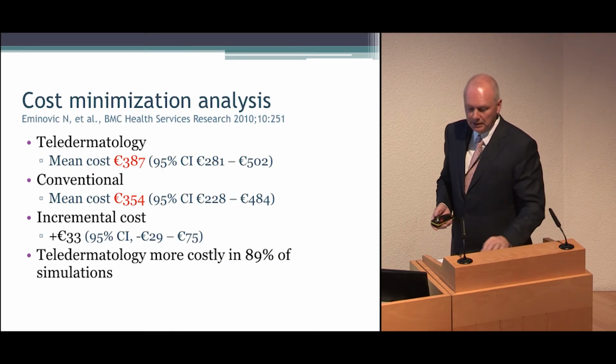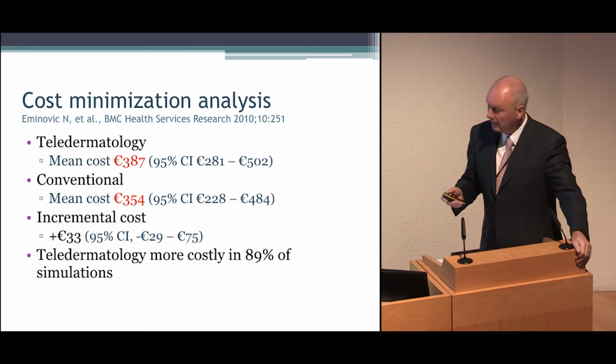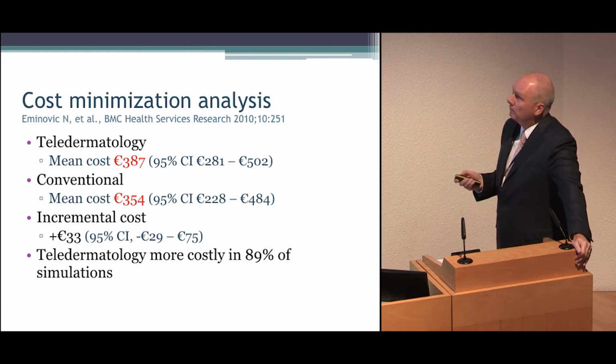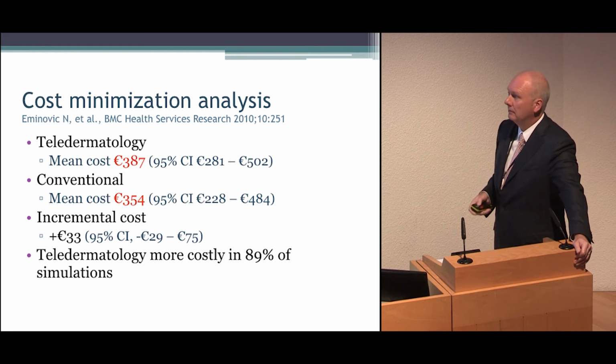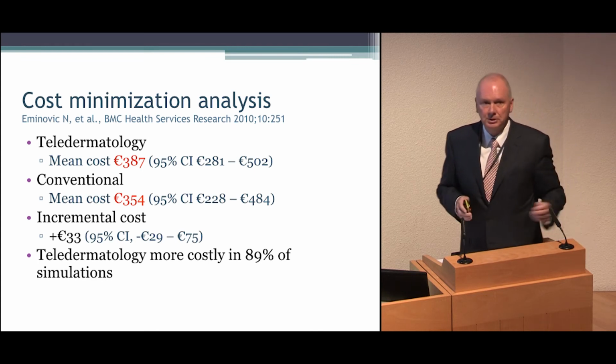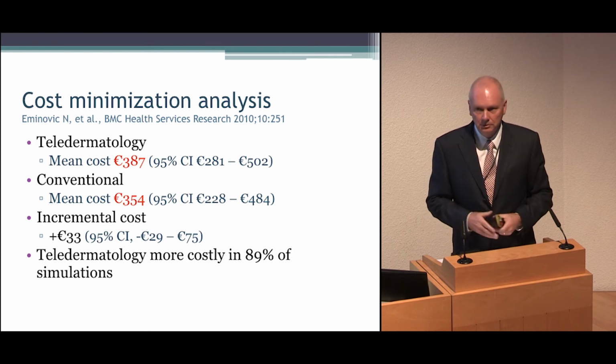So once they ran their simulation with the 10,000 iterations, what they found was that the mean cost of teledermatology was 387 euros. You can see the associated confidence interval. The mean cost of conventional care was 354 euros, so the incremental cost of teledermatology was 33 euros. I would point out that the confidence interval includes a negative number, so that represents situations where teledermatology would be cost-saving. Also, teledermatology was more costly in 89% of the simulations, which is another thing that the particular software they used allows you to do.